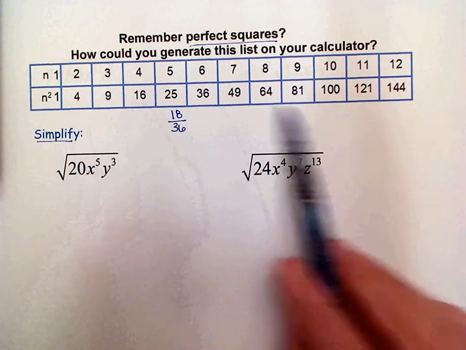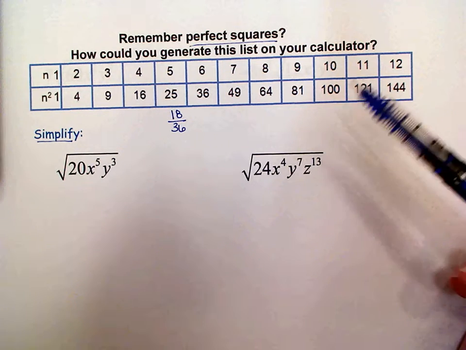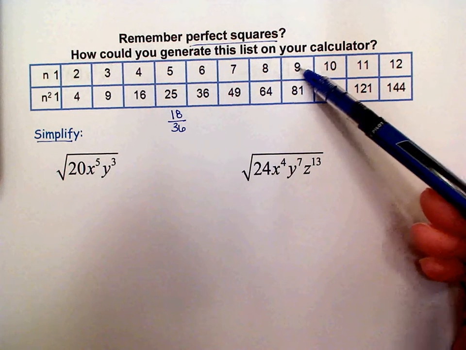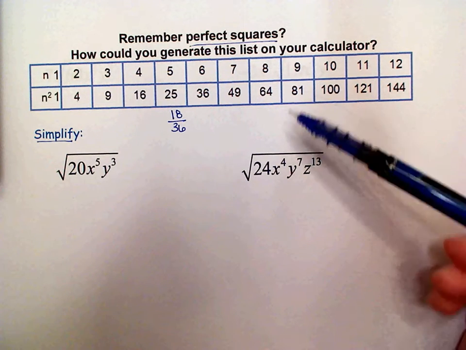They're called perfect squares because they are the numbers squared, meaning they have been multiplied by themselves. So 9 squared, 9 times 9, is 81. That's called a perfect square because it's gotten by squaring a number.